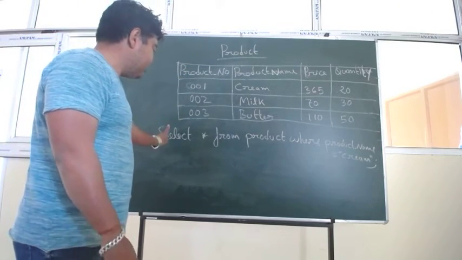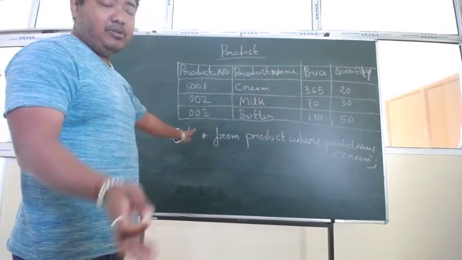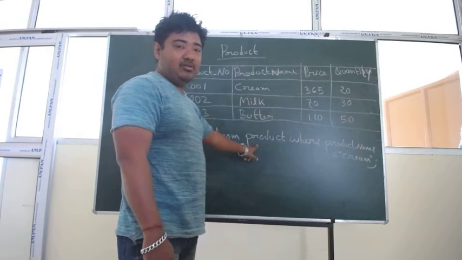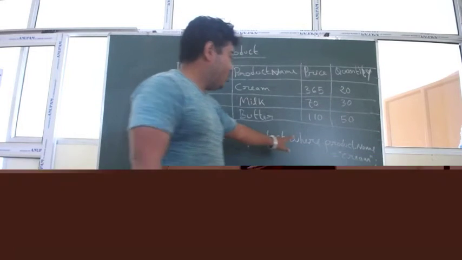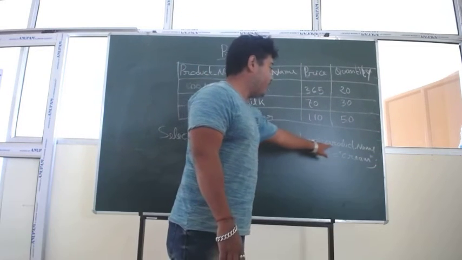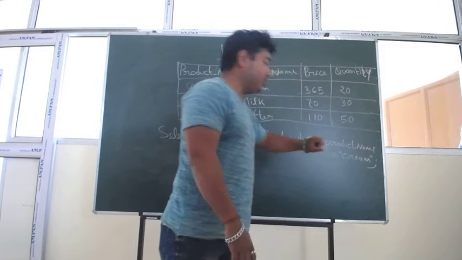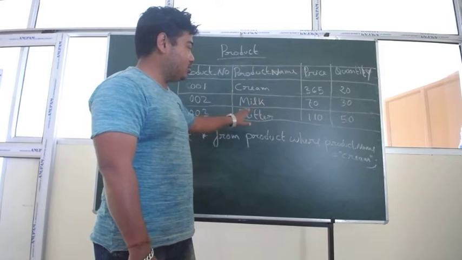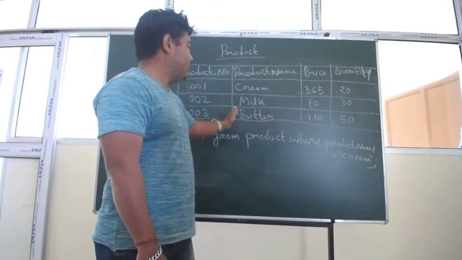So how I have written: select star. Star means all the details it will show from product. Product is nothing but your table name. Where clause I have used: product name equal to cream. That means it will show you now all the records of product name where cream is there.